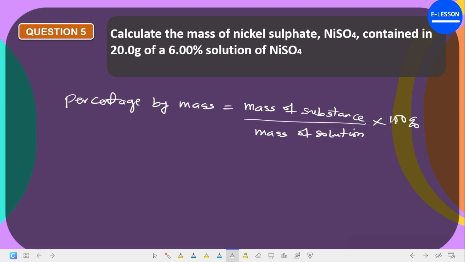So when they give 100 times 100%, now in this case they gave you the percentage as what? 6.0. So we can say 6.0% means 6.0 over 100. Okay, this is 6.0, not 60. So this 6.0 all over 100 is equal to, where's the mass given? The mass is 20 gram all over. The mass of solution is not. Calculate the mass of nickel sulfate contained in 20 gram of a 6.0% solution of nickel sulfate.